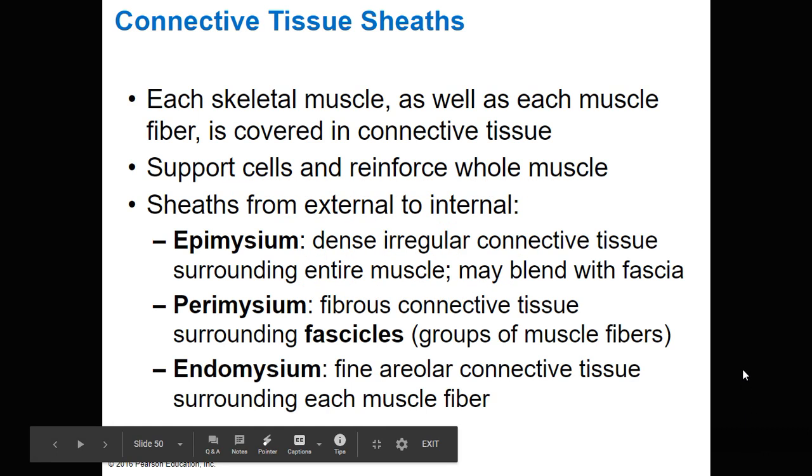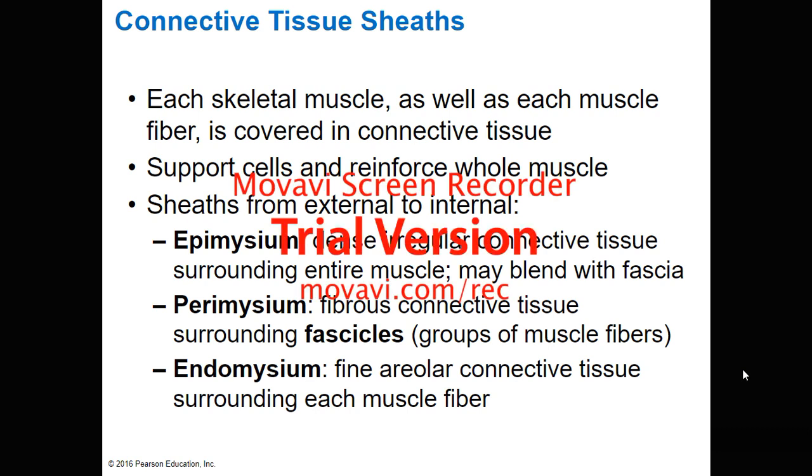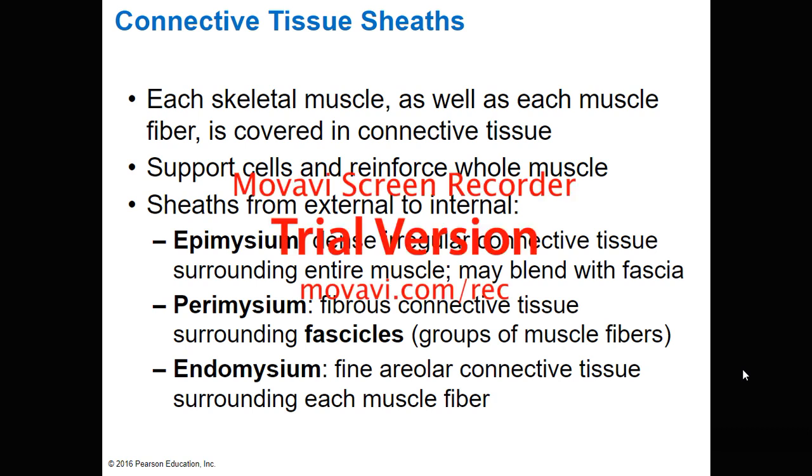Now, each muscle fiber is also surrounded by its own connective tissue sheath, an endomysium. And the endomysium is a wispy sheath of connective tissue that surrounds each individual muscle fiber, and it consists of fine areolar connective tissue.